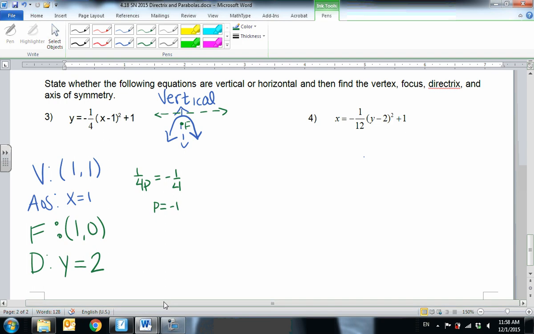Right. Number 4. Figure out which way this opens. Up, down, left, or right. All right, which way? Left. Good. How did we know it was horizontal? Good. X equals, which means it's horizontal. How do we know it opened to the left? Good. A negative a value told us to open left.